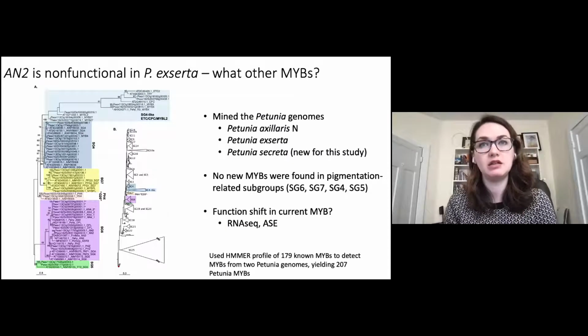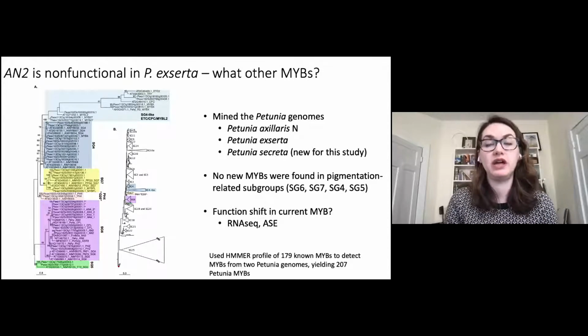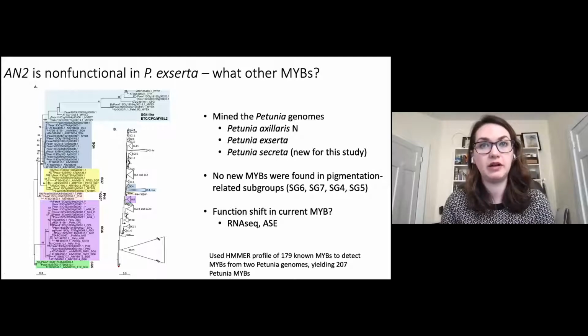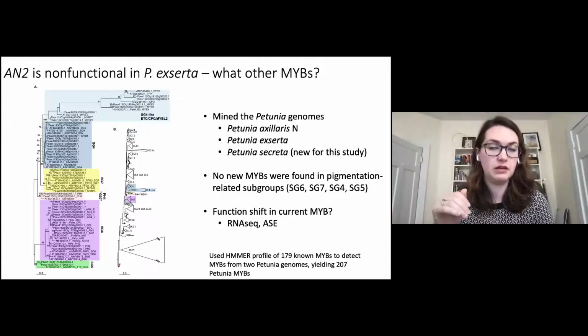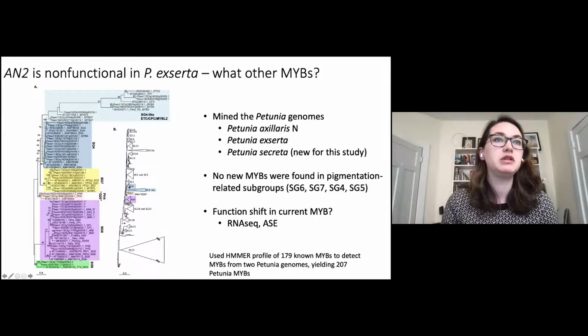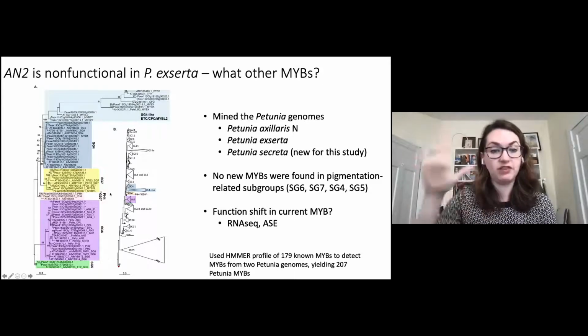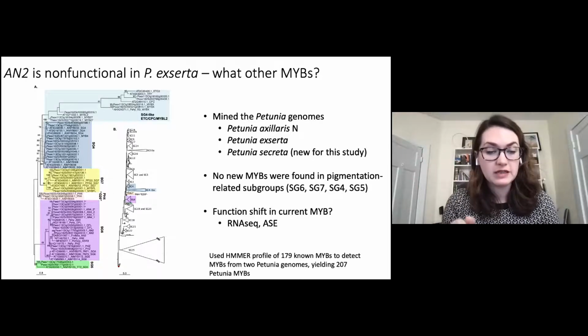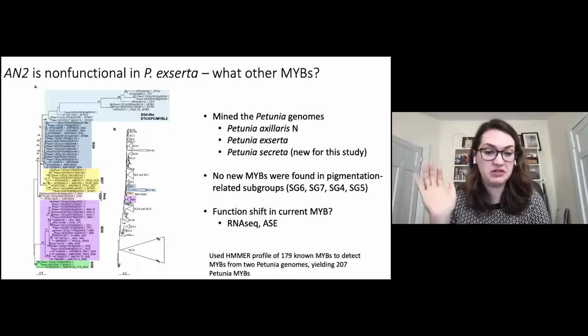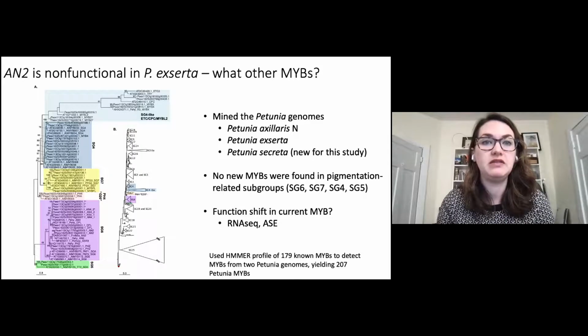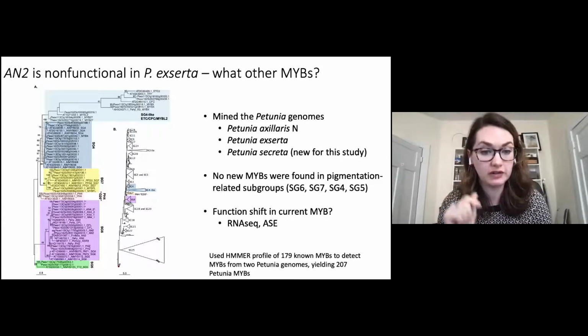So the first thing we did is we mined the Petunia genomes that we have. In the Kuhlemeier group, we have two excellent genomes of Petunia axillaris and Petunia exserta. And then for this paper, I also generated a genome of Petunia secreta. So we mined these three genomes for all of the MYBs in those three species. And I'm showing you here on the left just a depiction of the subgroups of MYBs that are associated with flavonoid pigmentation. The point is that no new MYBs were found in any of these pigmentation related subgroups. So no new genes were discovered. So that led us to believe that there must be some sort of functional shift in a current MYB.